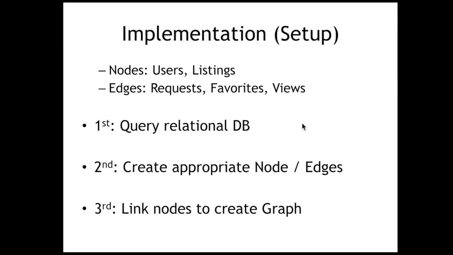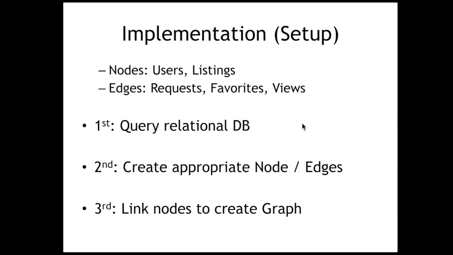Okay, so what is our actual implementation and our setup? Like I talked about earlier, we have our nodes. So now back in terms of the recommendation engine and the graph we're going to be generating for that, we have our nodes, which are our users and our listings. We have our edges, like I said, requests, favorites, and views. And how are we actually going to set this graph up? So we're going to break this down into 3 steps.